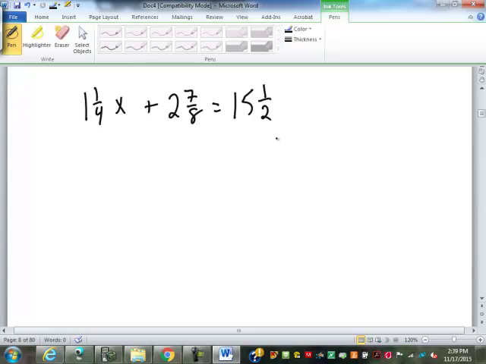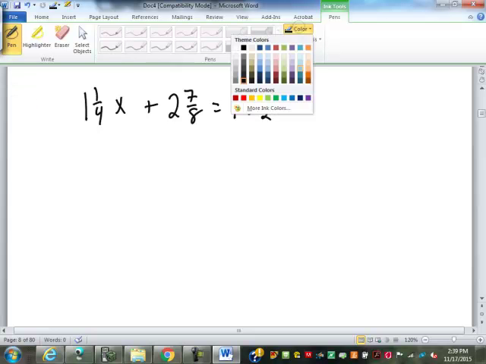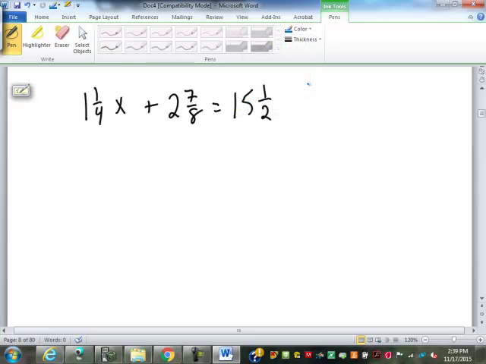So, just a little review from last time. How do we do something like this? What would be our first step? Oh yeah, this is going to be exactly like having 3x plus 5 equals 38. The first thing we would do over here is subtract the 5. Well, the same thing here. We're going to subtract the 2 and 7/8, which leaves us with 1 1/4 x.